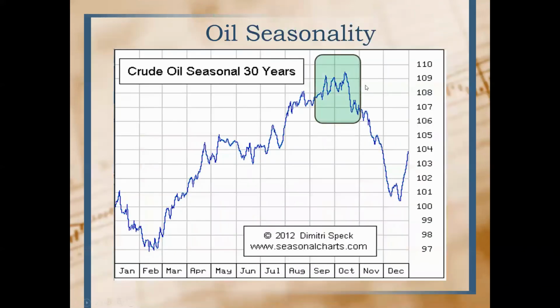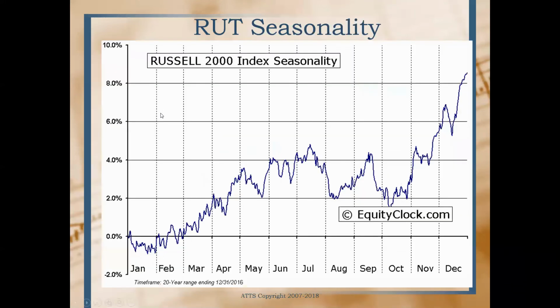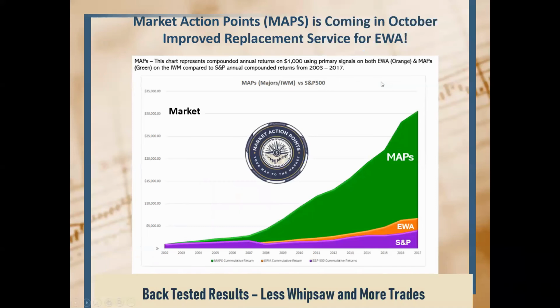Remember oil. Oil, looking for a continued pullback. However, oil may fool us this year. We shall see. It may actually get down to lows and then get a little bit of rebound and then fall off. But this is what it does seasonally. Russell and all the other indexes are approaching the end of October time frame, where you tend to get a bounce towards the end of the year.